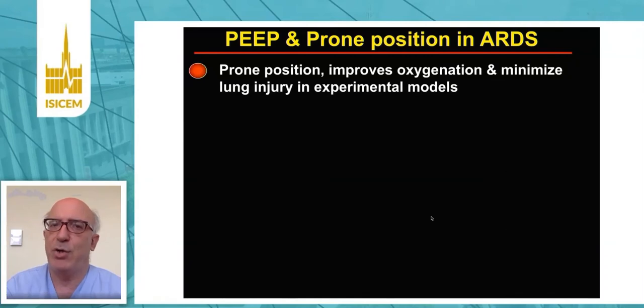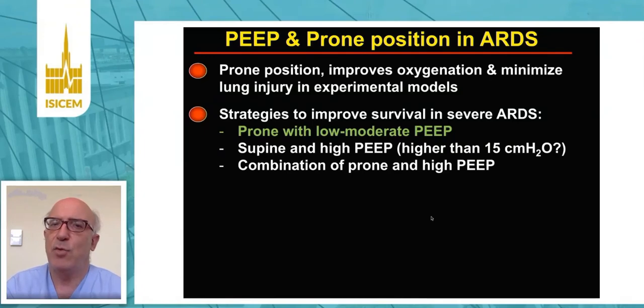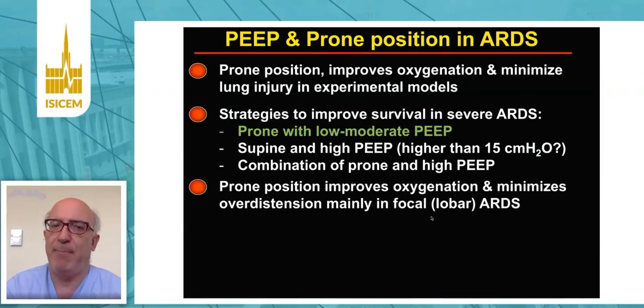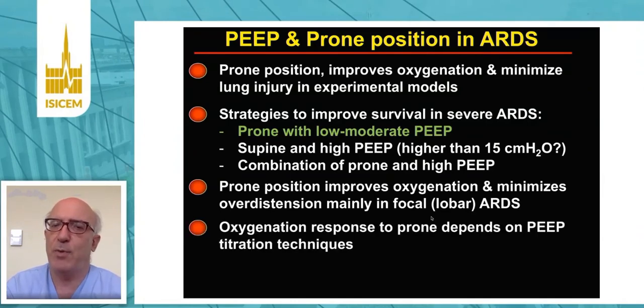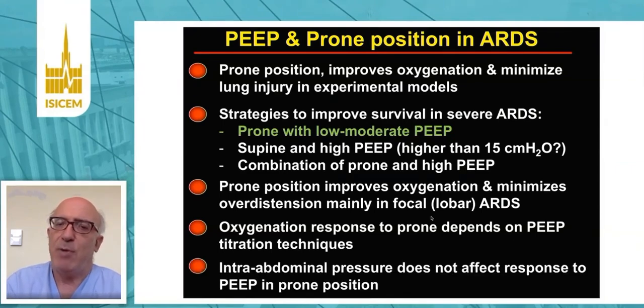So to conclude, PEEP and prone position in RDS. Prone position improves oxygenation and minimizes lung injury in experimental models. Strategies to improve survival in RDS are prone with low moderate PEEP. This is my best choice in setting of ventilation in severe RDS. Supine and high PEEP, but probably not higher than 15 centimeters of water, and combination of prone and high PEEP. Prone position improves oxygenation and minimizes overdistension, mainly in focal lobar RDS. Oxygenation response to prone depends on PEEP titration technique, as I showed you, and intra-abdominal pressure does not affect response to PEEP in prone position.